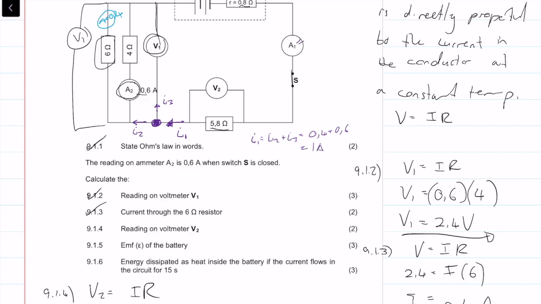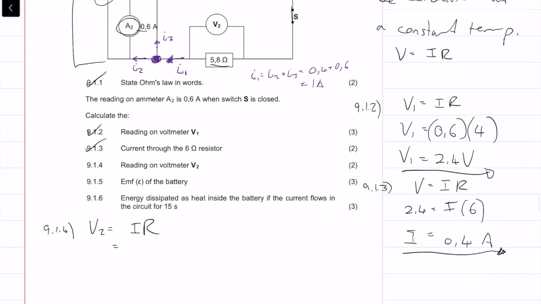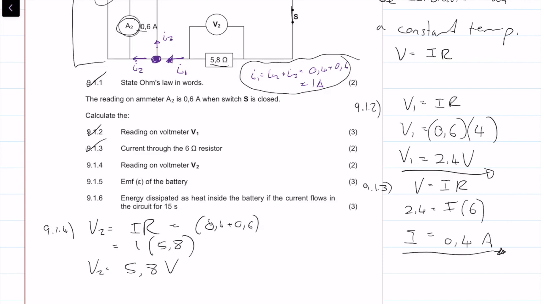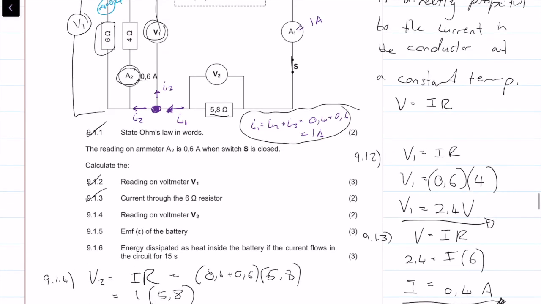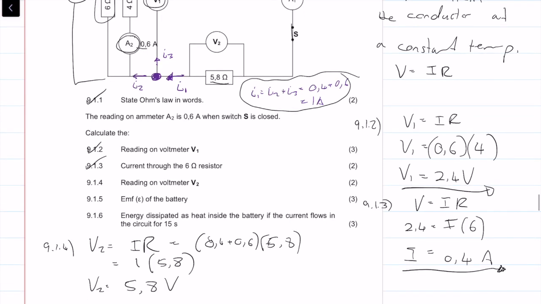So the current A1 is equal to 1 amp. V2 is equal to I, which is 1 amp, times our resistance, which is 5.8 ohms. So V2 is equal to 5.8 volts. Another way you could have done this is to say 0.4 plus 0.6 times 5.8, which gives exactly the same answer. Here we just split up calculating our current.